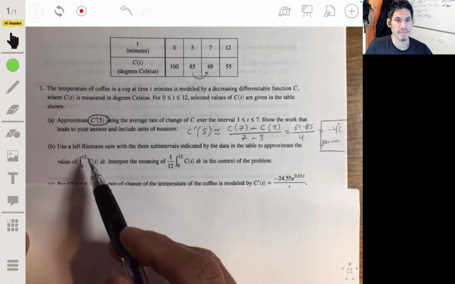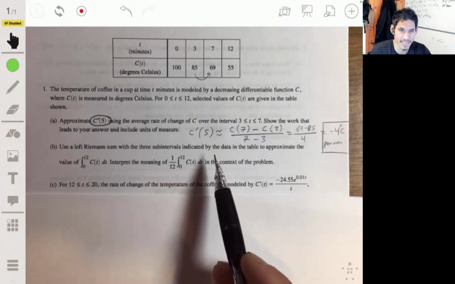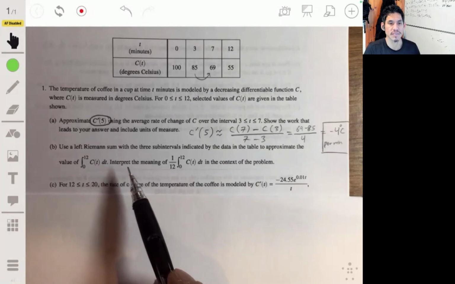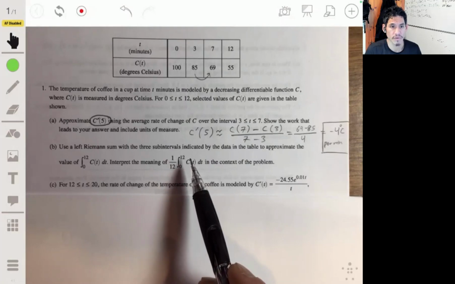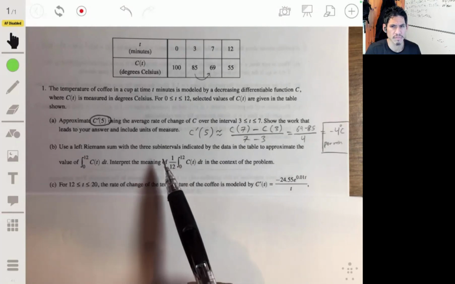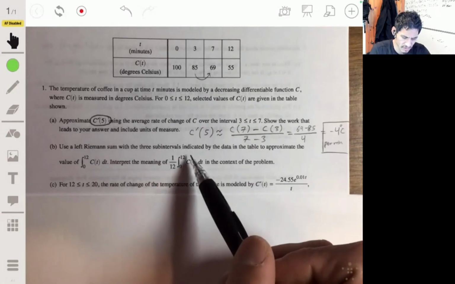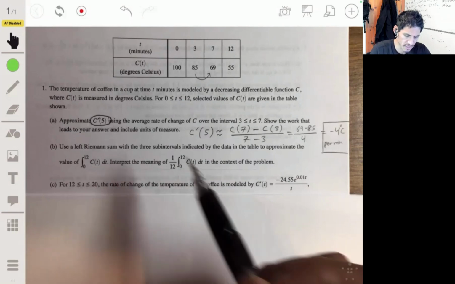All right, use a left Riemann sum with 3 subintervals indicated by the table and by the data in the table to approximate the value of the integral from 0 to 12 of C of t dt. Interpret the meaning of the integral 1/12 times the integral from 0 to 12 of C of t dt in the context of the problem. Oh, okay, so this is like a two-part thing. I don't know why they did that, but anyways, so let's just find this first thing.